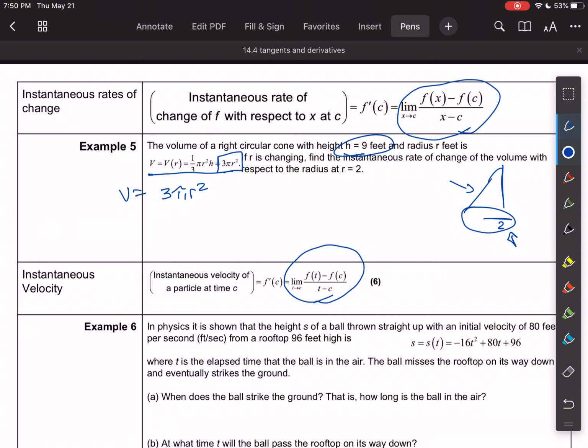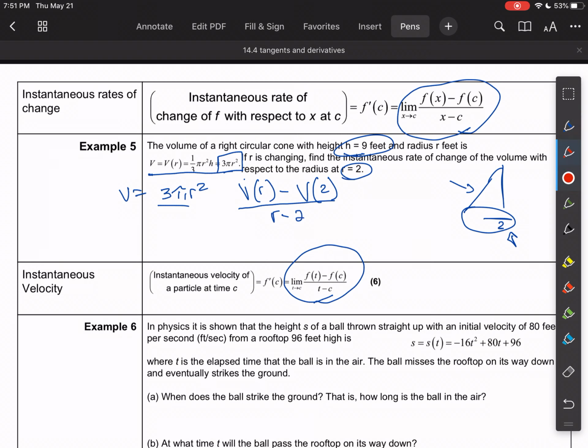To figure this out, we basically just need to find the instantaneous rate of change. How fast is this thing changing with respect to what we already know? To do that, we're just going to plug it in. We're going to use our f of x formula, which in this case would be v of r, the volume as it relates to r. And then we're going to take that whole thing evaluated at 2, so v of 2, because we want to compare it to 2. So that's our change in y, and then our change in x will just be x minus 2, but in this case, x is r, so we'll call it r minus 2.